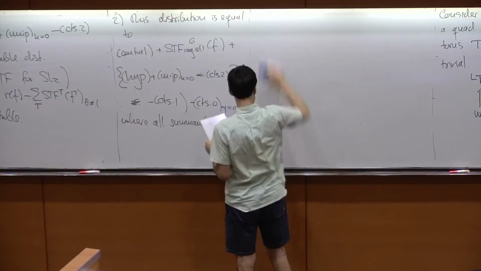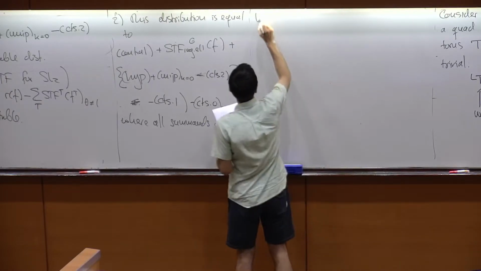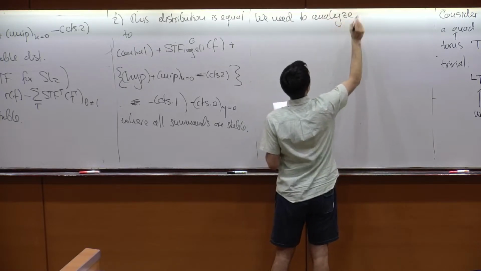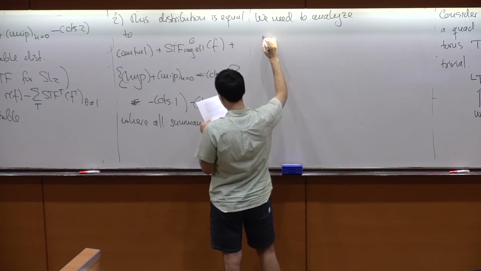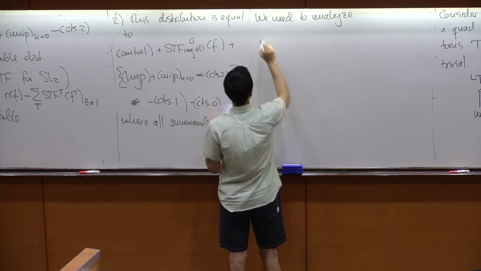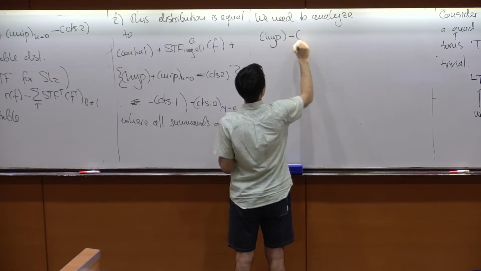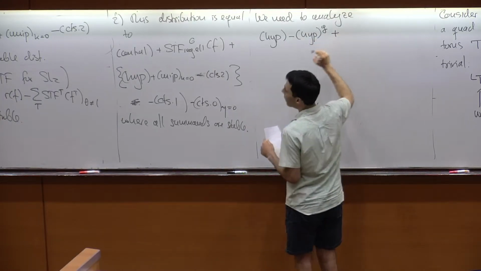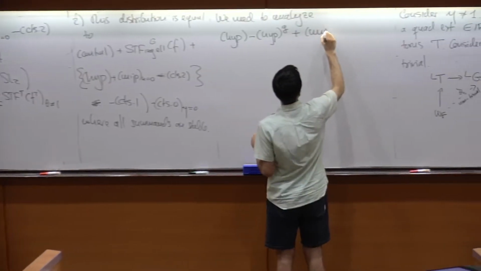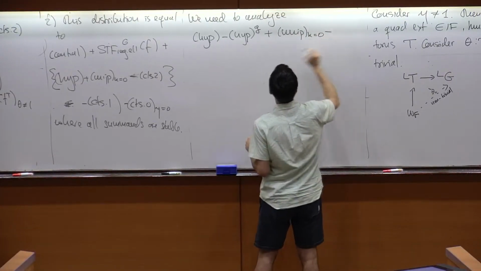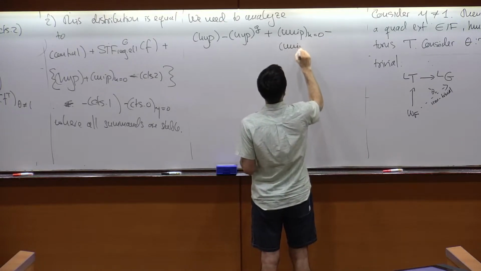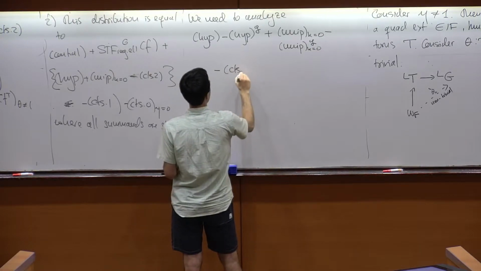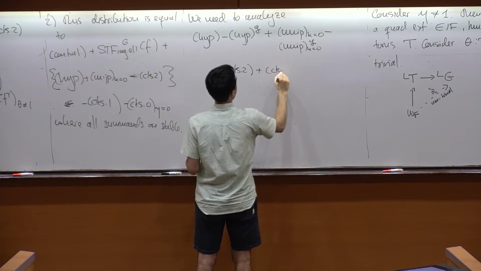So, what is it that we want to do? We need to analyze the following thing. So hyperbolic minus hyperbolic to the g plus unipotent kappa 0 minus unipotent kappa 0 to the g minus CTS2 plus CTS2 to the g.